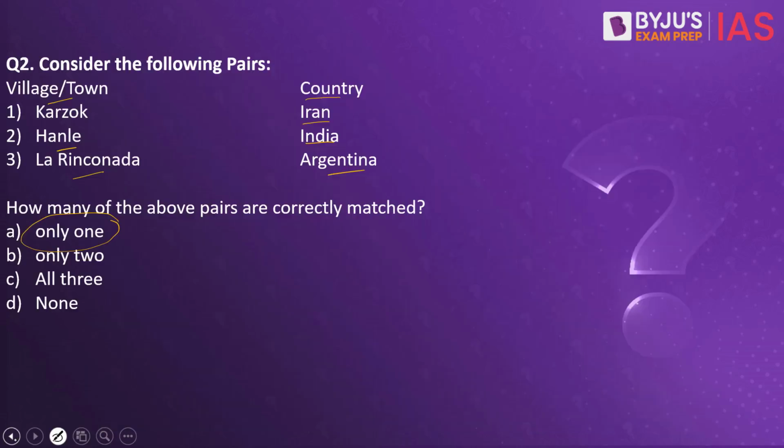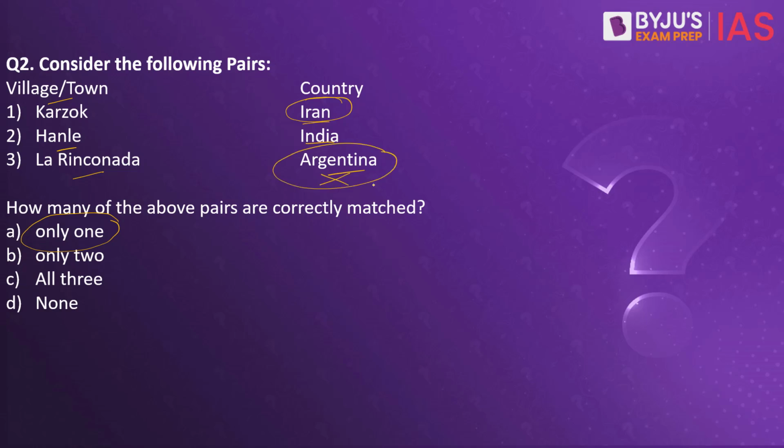So when you look into the first pair, we have Karzok. Is Karzok in Iran? No, it is present in India. We have Hanle, which is also present in India. In which district or in which state do we have Karzok and Hanle is what you have to put in the comment section. The third pair reads La Rinconada in Argentina.